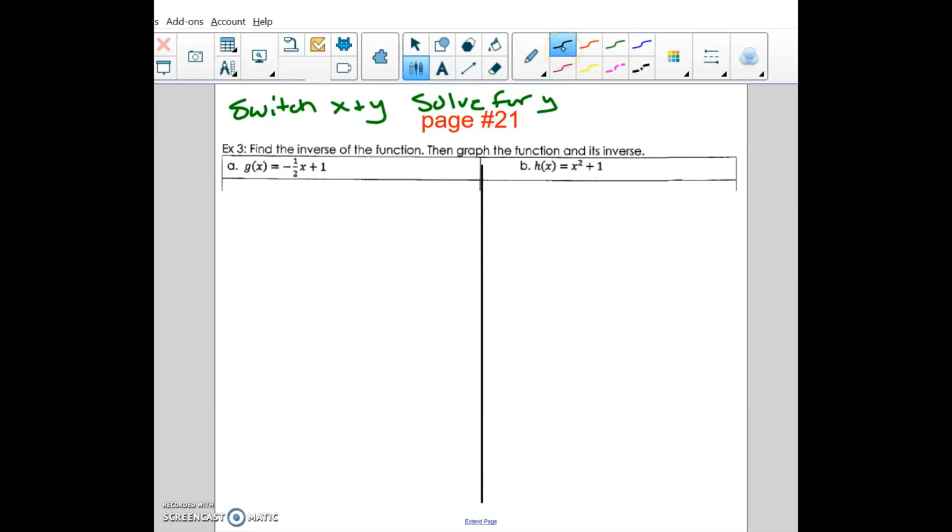Alright, so this becomes x equals negative 1 half y plus 1. So reminder, the x and the y are switching. Alright, and let's just solve for y. So remember that we're going to use SADMAP to solve.